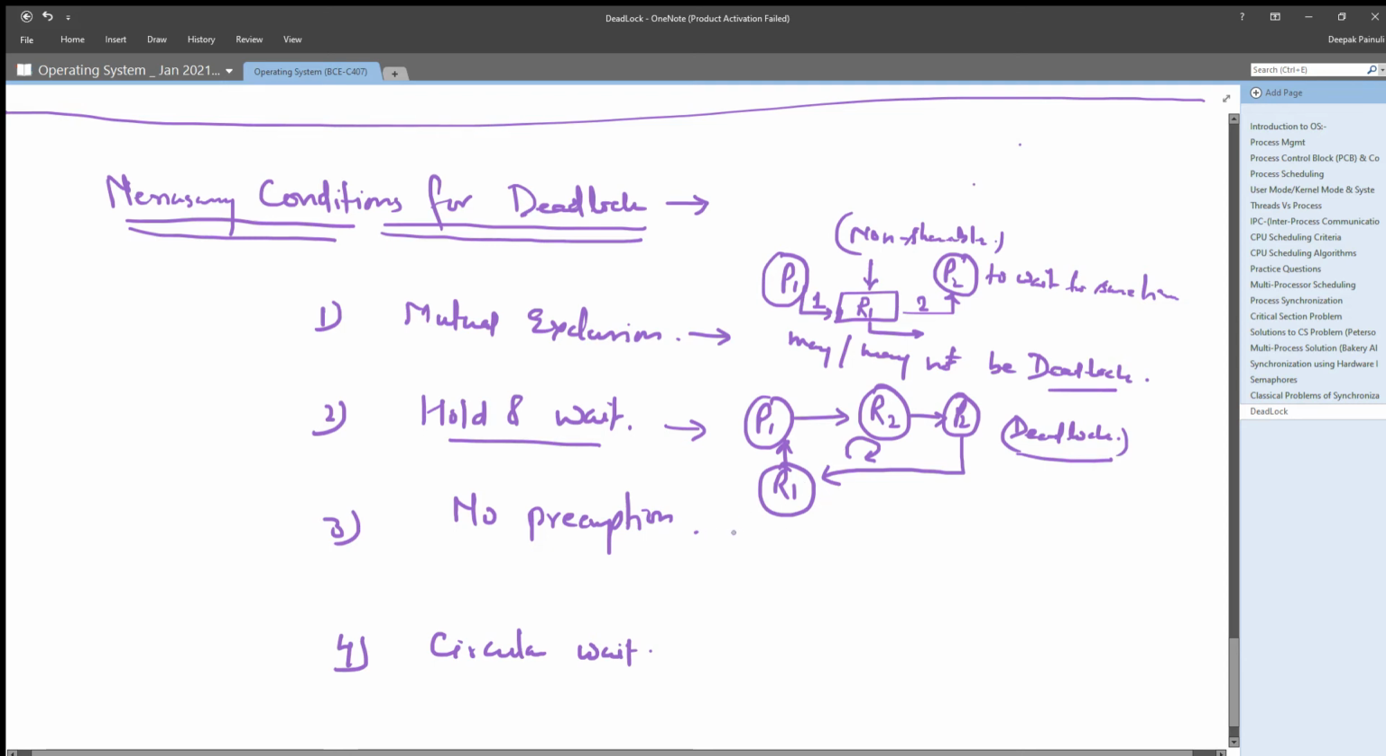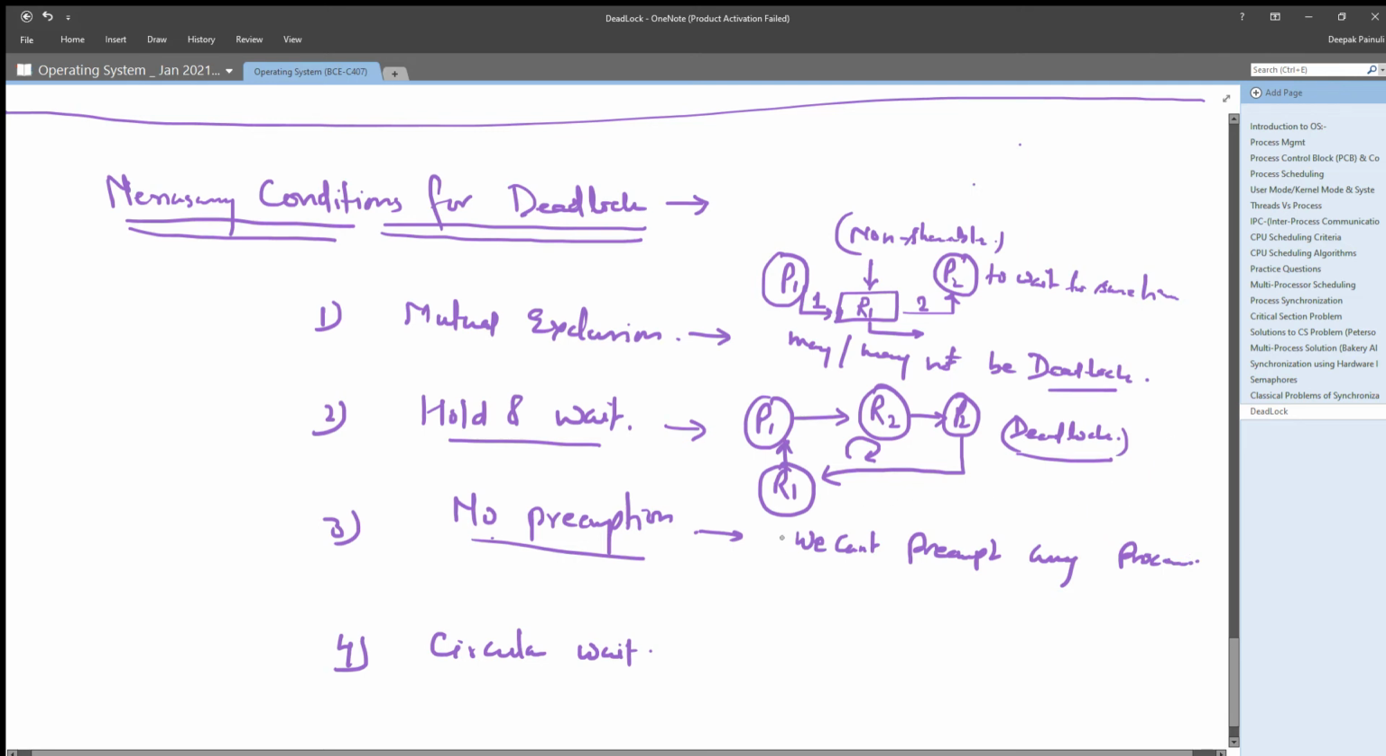Now come to the third condition, which is no preemption. No preemption, what does it mean? That means there is no preemption in the system. What it means is that we cannot preempt any process, whether it is running or waiting, right?